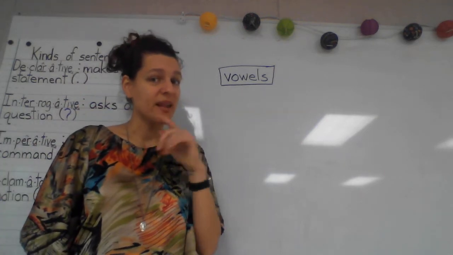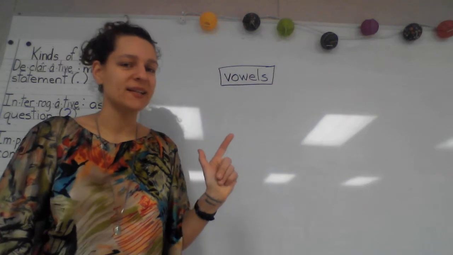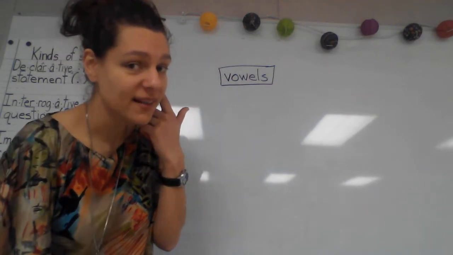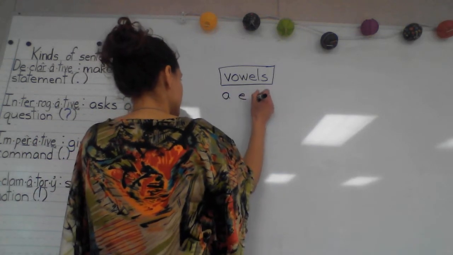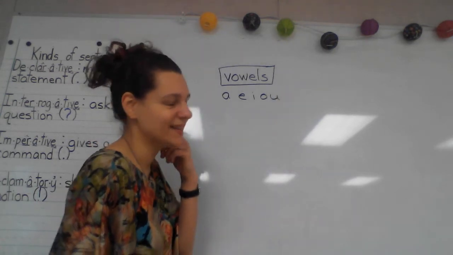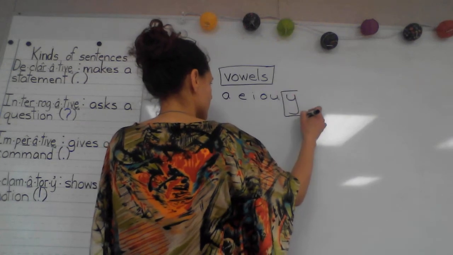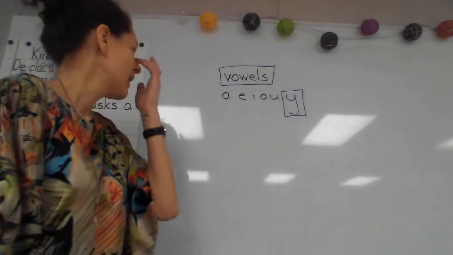Okay. All right, so if you thought, oh my gosh, I don't know, and you didn't say the little thing that we like to say, make sure you're listening carefully. Our vowels are what, class? Good. A, E, I, O, U, and sometimes, good, Y. Put a box around that because it's only sometimes a vowel.